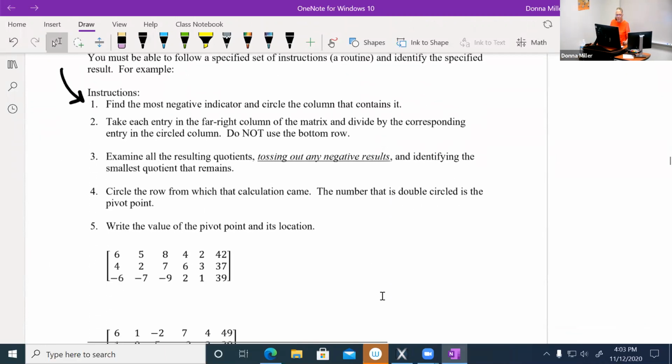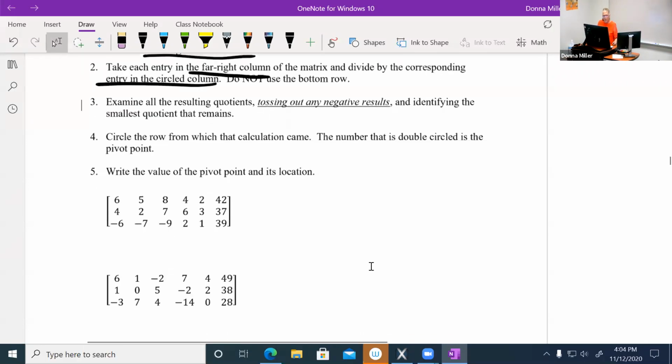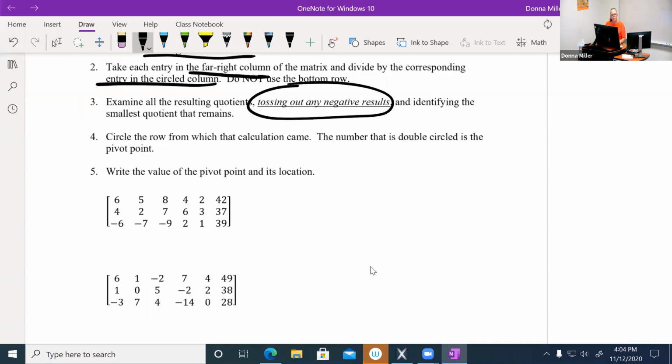Now you're going to pick something called the pivot row. You don't know what it is yet. This is an incomplete thing, but you're going to find the most negative column, circle that column, right? Now, to find the pivot row, you're going to take each entry in the far right column and divide by the corresponding entry in the circled column. Do not use the bottom row. The bottom row is different, all right? So you want to look at all the quotients. They have to be positive, no negatives, and identify the smallest positive quotient.